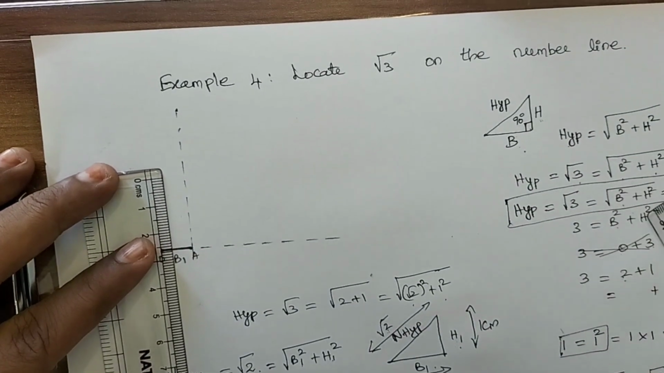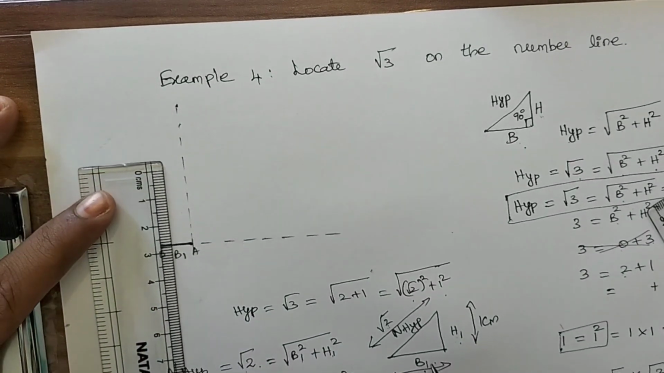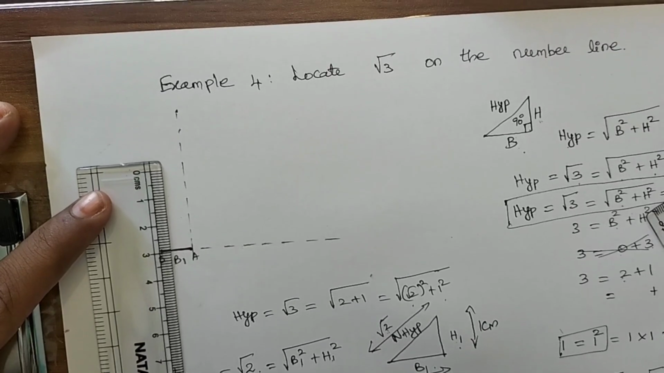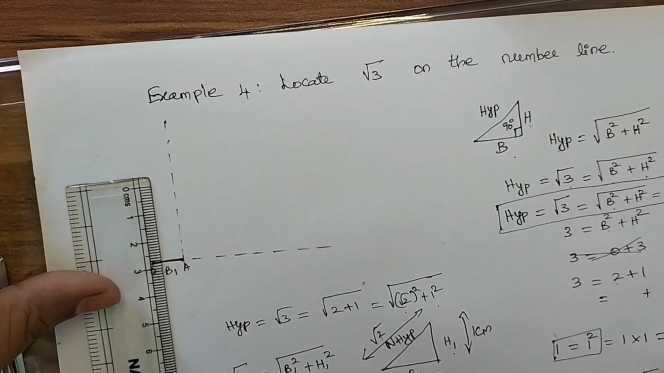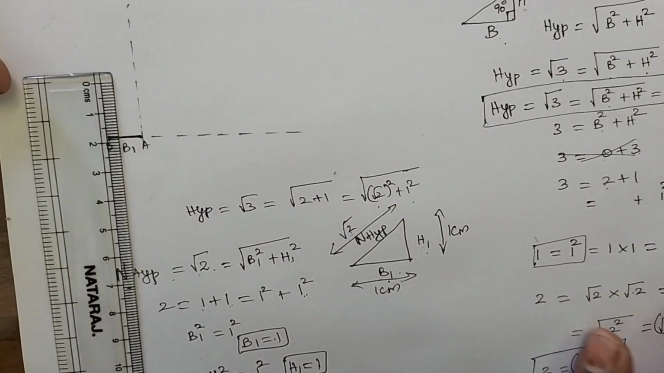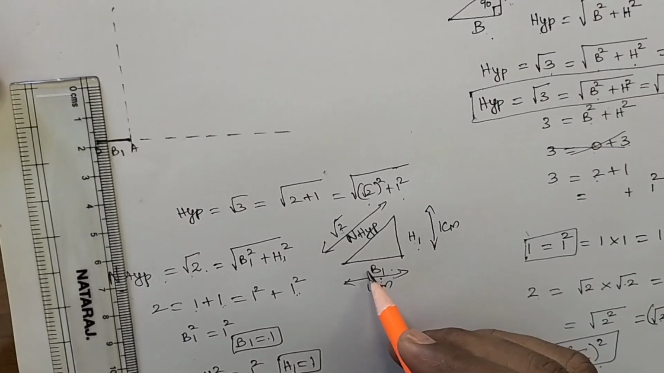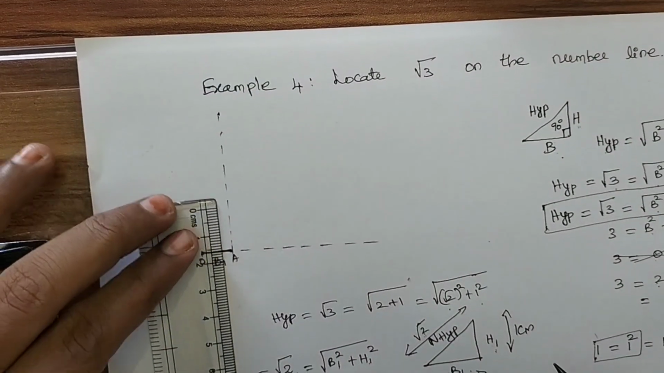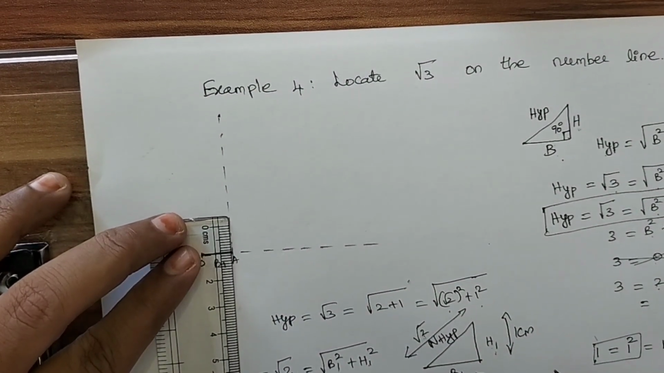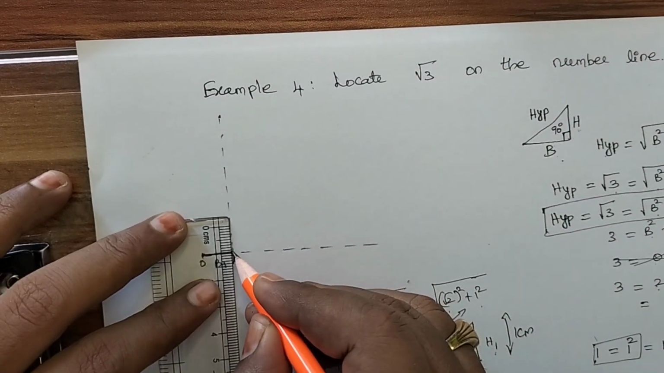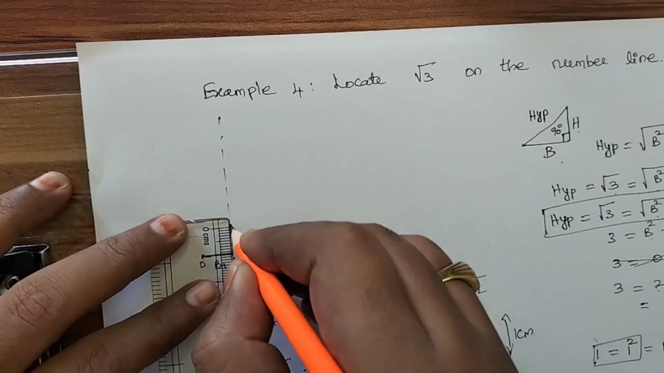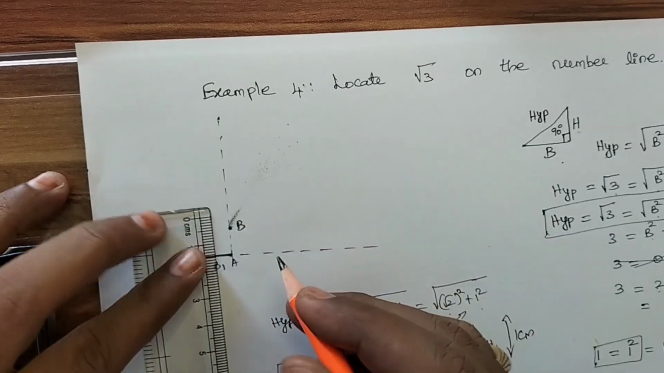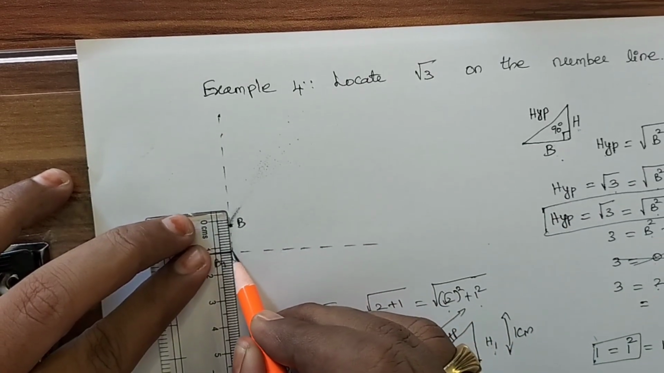So now I am considering only the first triangle where I have base B1 equal to 1 centimeter and height H1 equal to 1 centimeter, right? So measure 1 centimeter from A. Keep 1 properly at A and then measure 1 centimeter. Let me have this point as B and then join A and B.